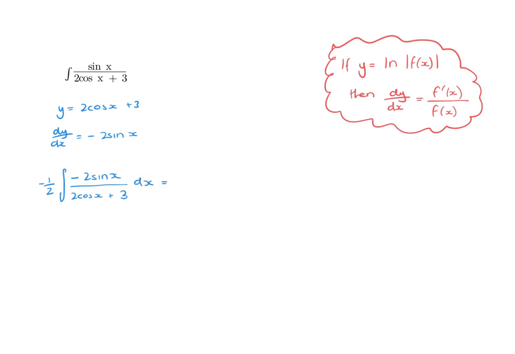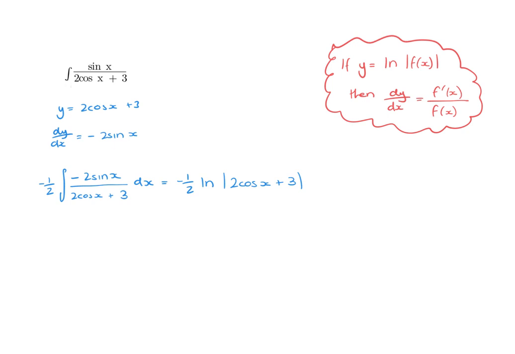So what I'm now going to do is work my rule backwards. This negative a half that is on the outside of my integral is going to stay. And then I'm going to get ln of f of x. And in this case, we said that f of x was the denominator of my fraction. So that's going to be 2 cos x plus 3. And you can check this by working your way backwards.